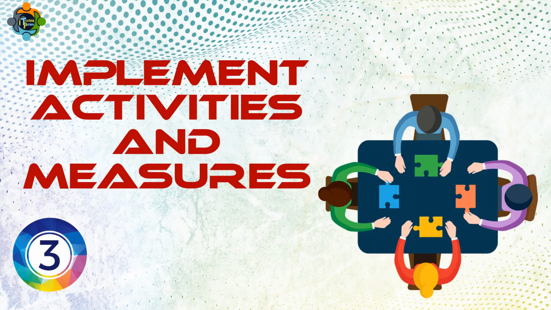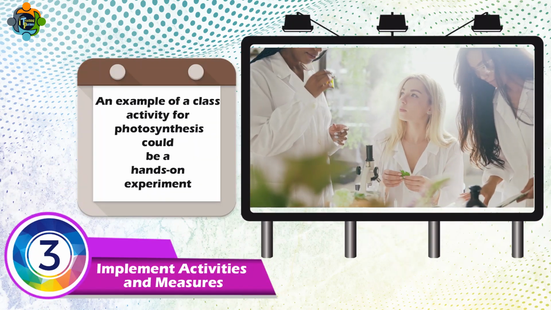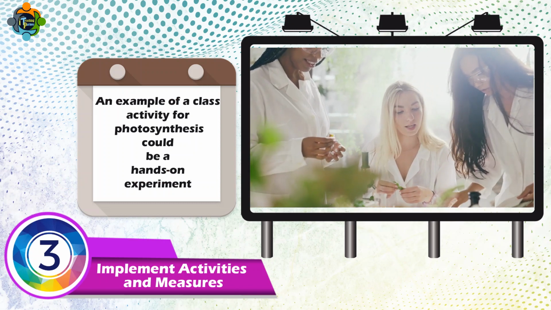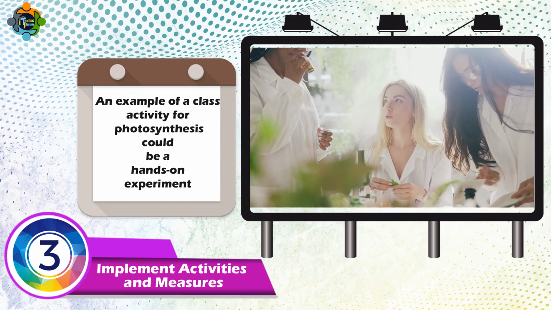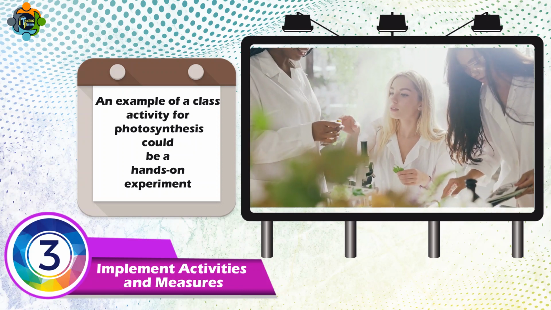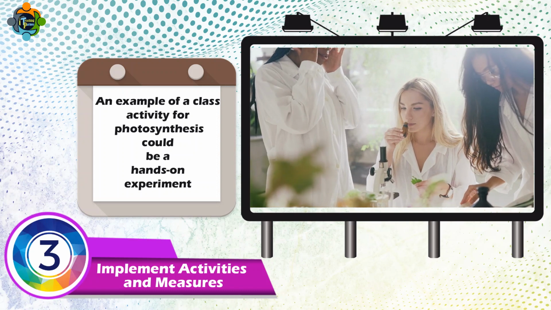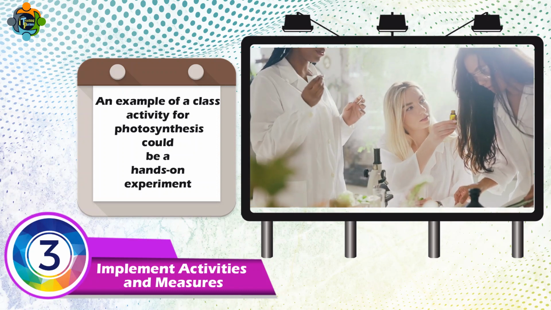Number 3. Implement activities and measures. This is when we carry out the planned activities in the classroom. An example of a class activity for photosynthesis could be a hands-on experiment where students use spinach leaves to demonstrate the production of oxygen during photosynthesis and measure the students' performance.